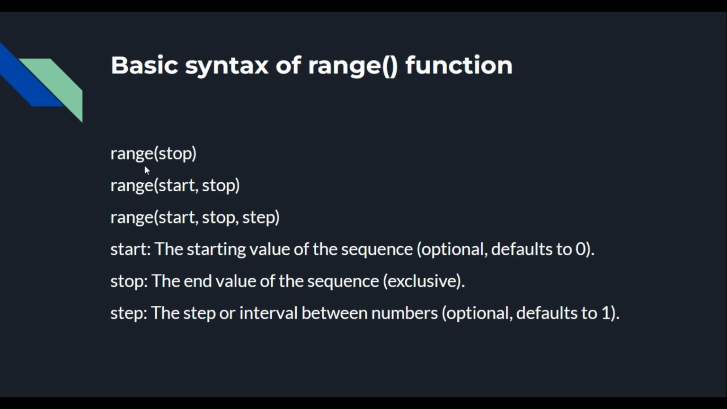First, range with a stop value you are giving; range with start and stop values you are giving; range with start, stop and step values you are giving. So what is this start? Whatever start value you are giving, it tells from which value your sequence should start. So that is the start value.